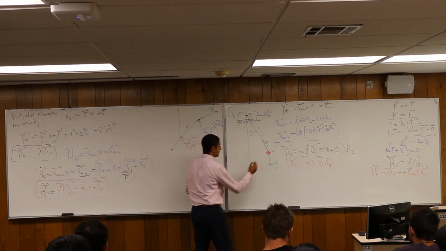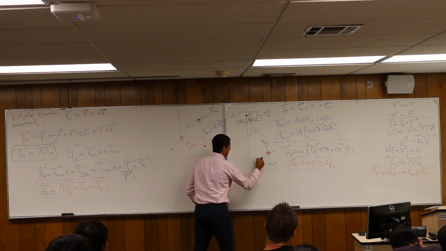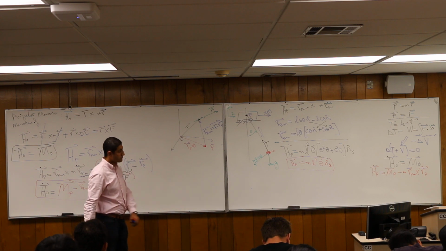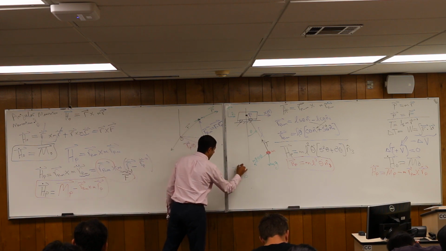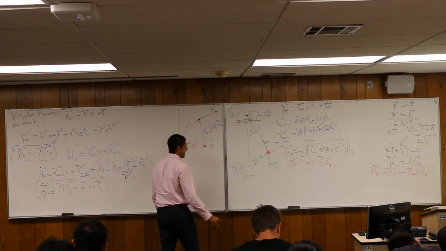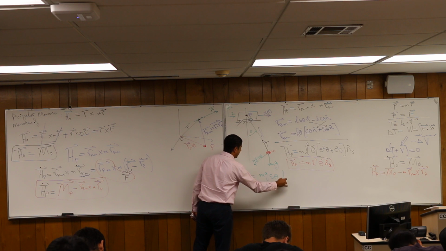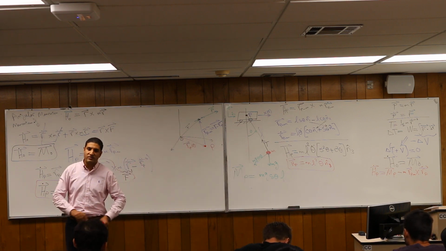And you can just do the resolution here. This is mg sine theta multiplied by the length L, correct? So the moment about P due to the acting forces on the mass M is simply mg sine theta times L as a magnitude. What about the direction? What direction is that?